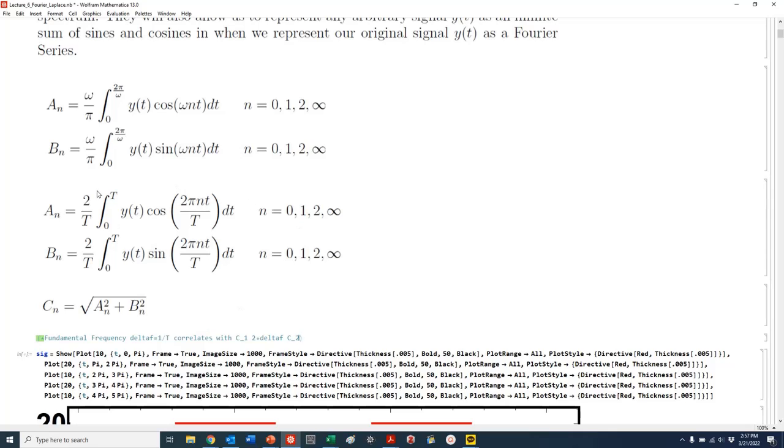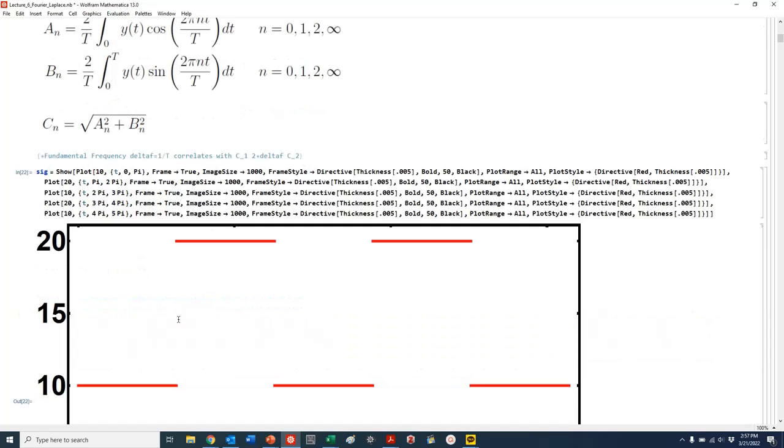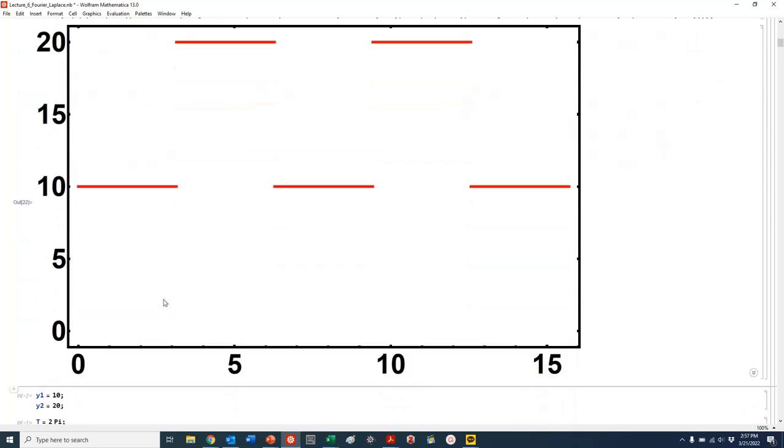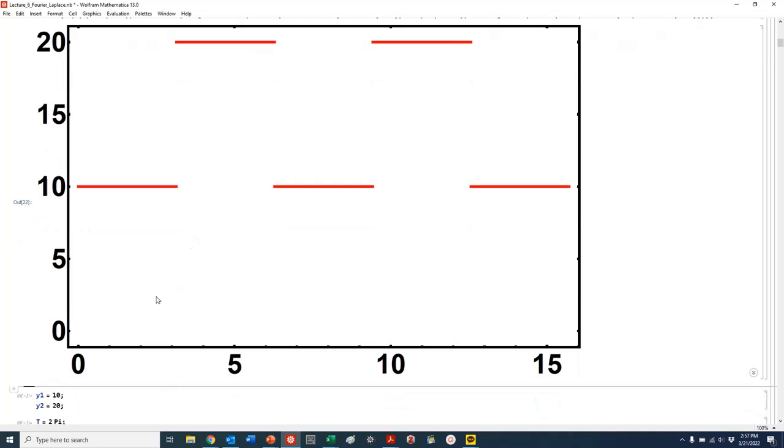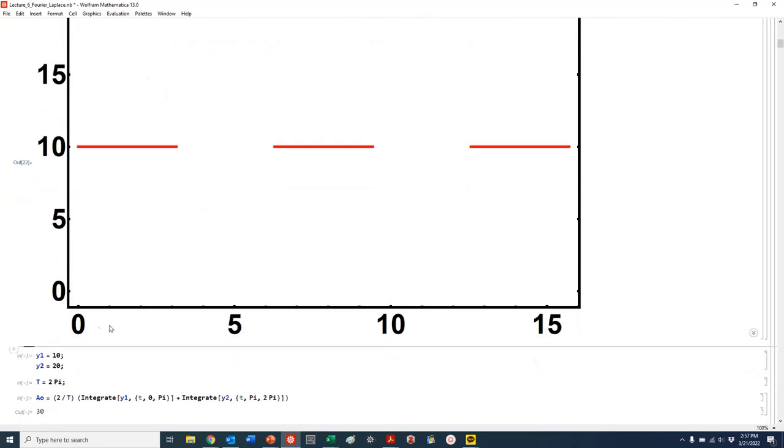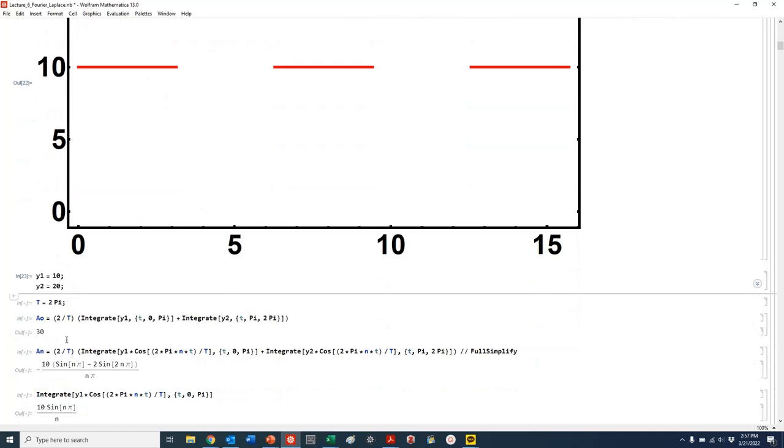So this is a scary looking equation, but it should not scare you. Let's take a peek at how we can do this manually first, using these expressions, and then how we can do the same thing with our Mathematica notation. So I can take the signal. I see it's just a square wave, so 10 until pi, and then 20. So I have two piecewise functions.